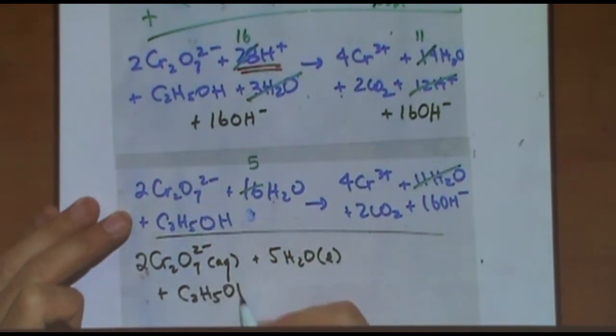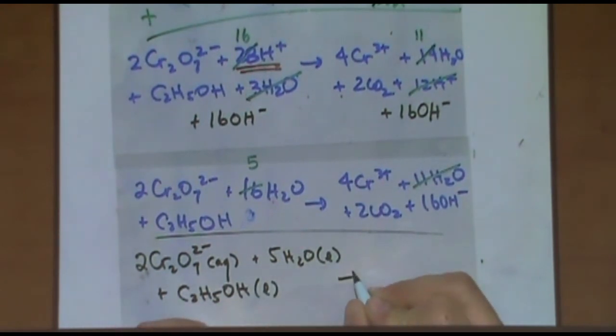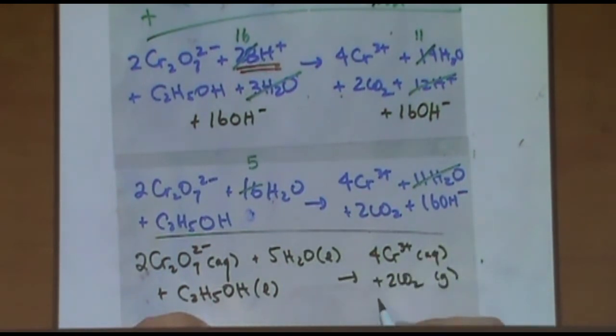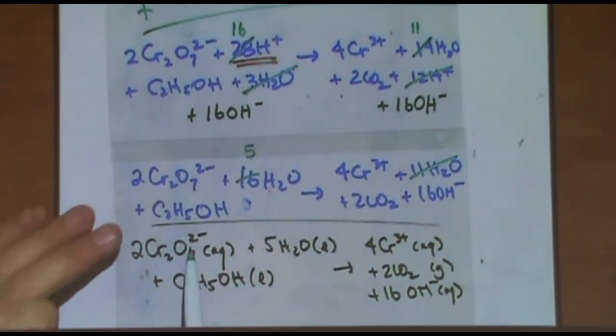I don't know if I gave you this. Usually it'd be aqueous or liquid. Let's see if I listed it. I listed it as liquid. 4 Cr3 plus, that's aqueous, plus 2 CO2, that's gas, plus 16 OH minus aqueous. That looks like our final answer down there at the bottom. I'll circle it.